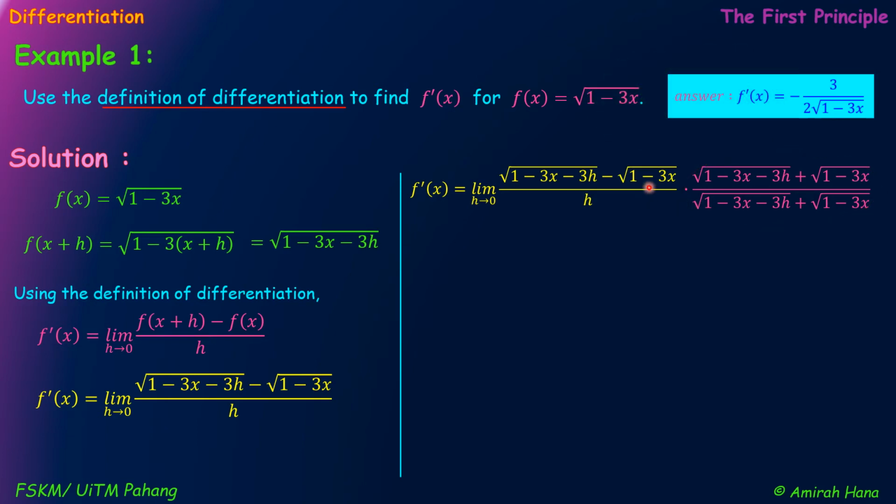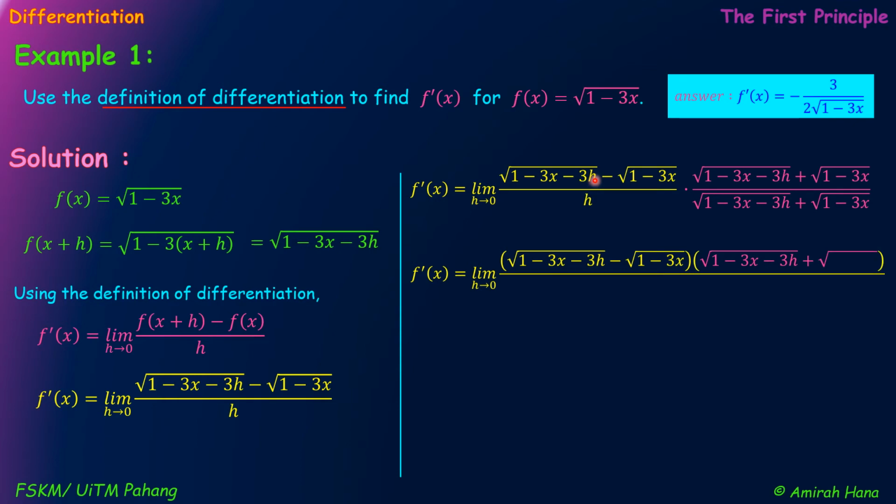After we multiply top and bottom by the conjugate, we get this. So we multiply numerator and numerator, and we get this. And we multiply denominator and denominator. Then we get this. Look at this. From here, we have the same function, but in between here is minus, and in between here is plus.